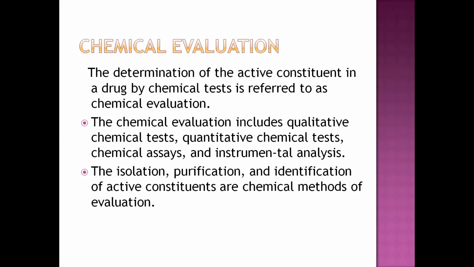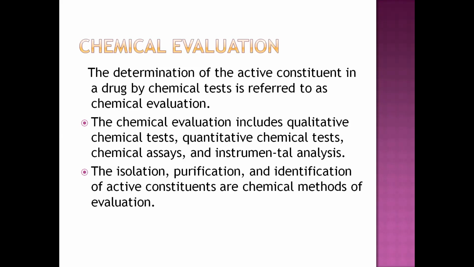Chemical evaluation methods include the qualitative, meaning what quality of constituents your drug contains, and the quantitative, in which quantity, in what amount. How can you find that out? By doing various chemical tests, like we have discussed about the chemical classes. In the chemical classification, if your drug contains alkaloids, then you have to do the alkaloidal test. If your drug contains glycosides, then you have to do the glycosidal test. Like this, there are many categories and many tests. Then chemical assays, where assay means the percentage purity.